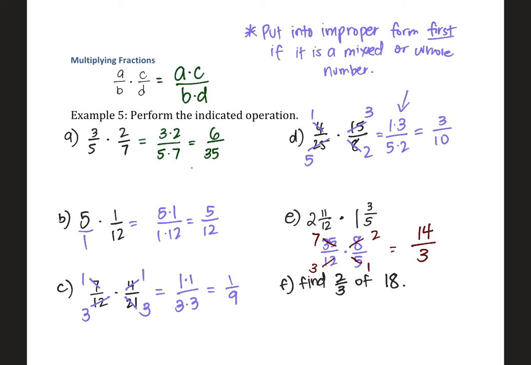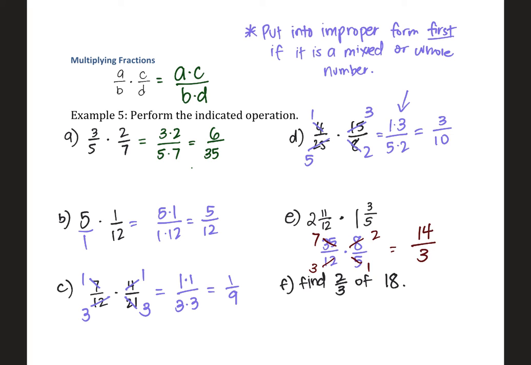If you were to skip the cancellation step, you would end up with larger numbers in your fraction on the right side, which you then would have to just reduce, right? We'll have to simplify. Since we're canceling first, you'll notice that we're not doing any reducing because we're reducing before we even multiply. And looking at letter F, find 2/3 of 18. If ever you see something like this, find 2/3 of a number, all you're going to do is multiply that number by 2/3.